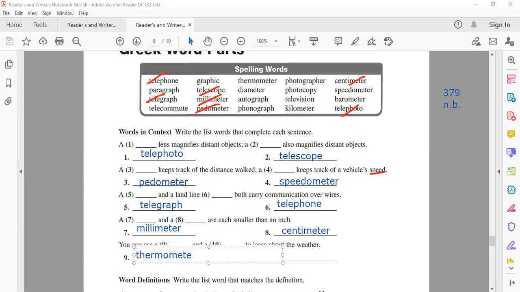This is the one for the heat. Now, the one for the air and pressure. I know, please. Barometer, excellent. These are the devices we use for the weather.